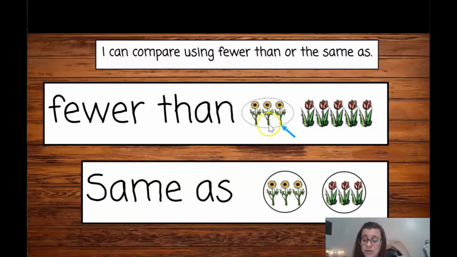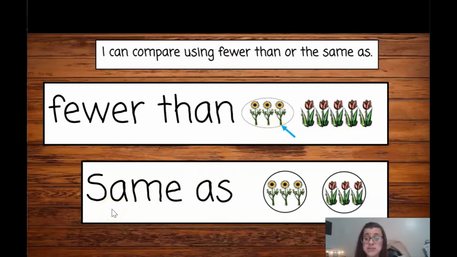So looking at my flowers, the sunflower and the tulip, I see I have 3 sunflowers and 5 tulips. If I'm looking for the flower that I have fewer of, I would say I have fewer sunflowers than tulips because I have only 3 and 5 tulips. So I have fewer sunflowers.